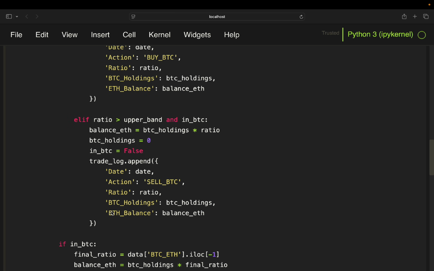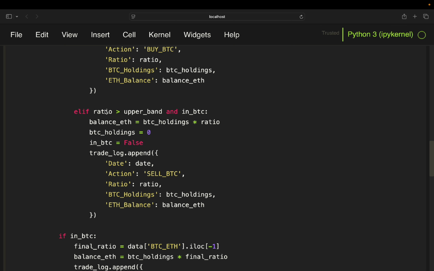Next is the selling condition. If the BTC ETH ratio rises above the upper band and we are holding Bitcoin, we sell the Bitcoin back to ETH and also log the trade. So we have a new balance in ETH now, which is just our Bitcoin holdings times the ratio. Then we set the Bitcoin holdings to zero again, set the position flag to false, and we are appending to the trade log. So in this case: date, sell Bitcoin, ratio, and again Bitcoin holdings and balance in ETH.